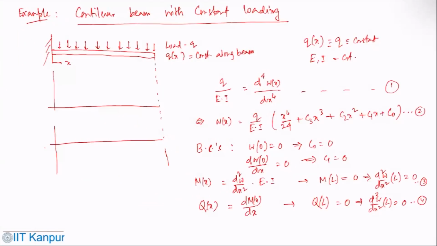If you now plot this, this is x equal to L and this is M of x. This goes like that, and this is your Q of x. So the curve would look like that. This is how you have the beam with constant loading.